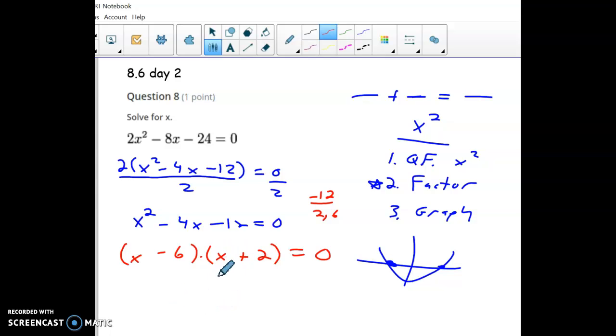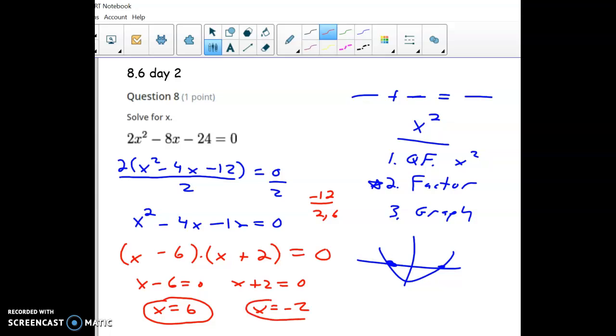All right, and then to get our answers, this times this is 0. So in order to make it 0, either the first little parenthesis would have to be 0 or the second one. So set them equal to 0, add 6 on this one, minus 2 on this one, and that gets us our two answers. All right, so now we've solved the equation. We got x equals 6, x equals negative 2. All right, hopefully that helps.